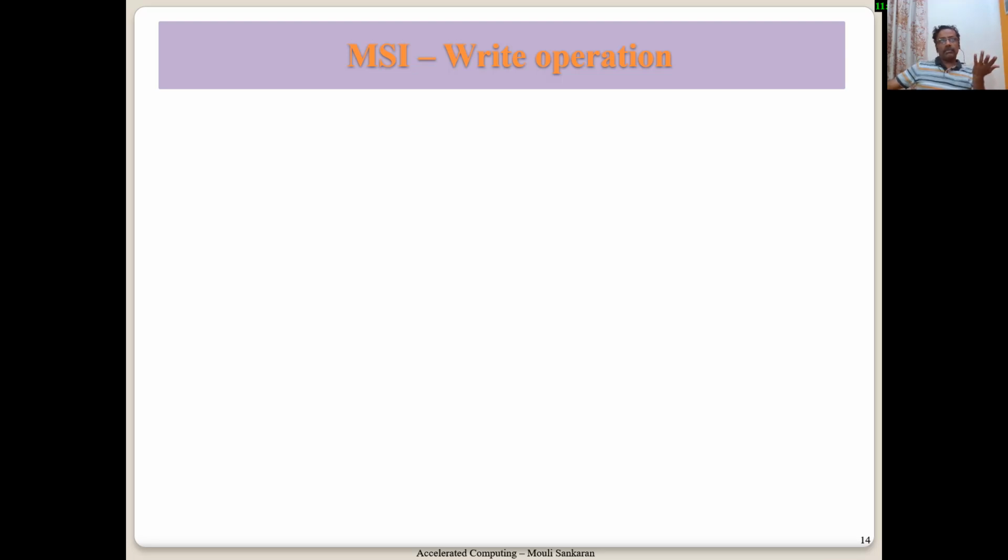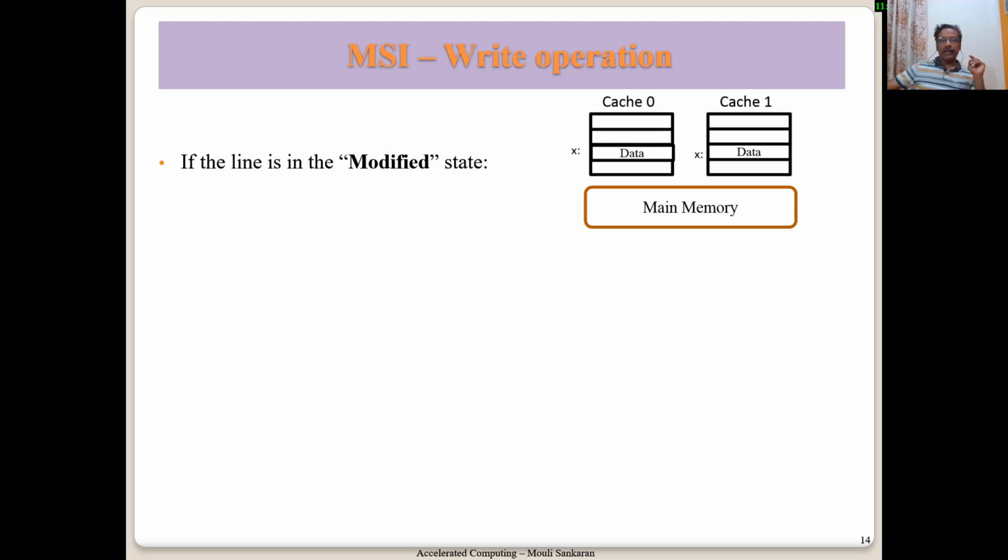Now think about the write operation. When you want a write operation to be performed by the CPU to a particular block, there are again many possibilities. Let me start with the simplest one. If the line is in the modified state, what does that mean? The write operation will be a write hit. It will not be a write miss. If it is in an invalid state, then it is a write miss. But right now I am assuming a modified state.